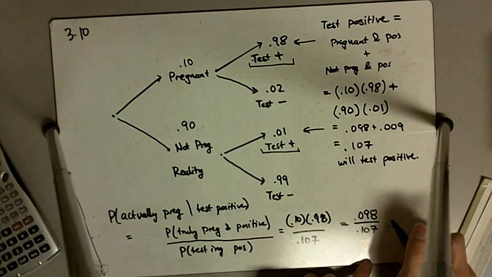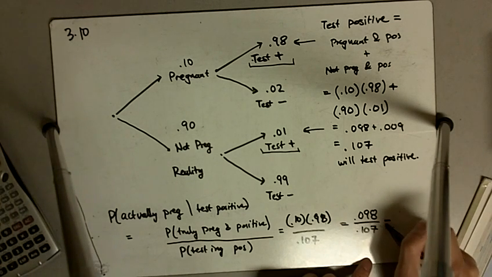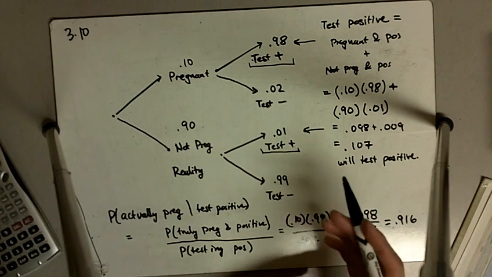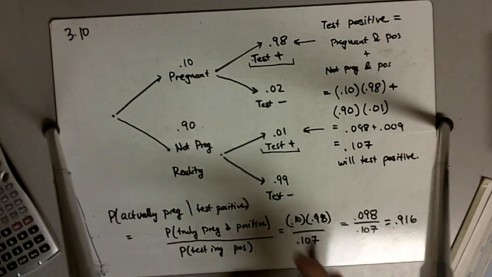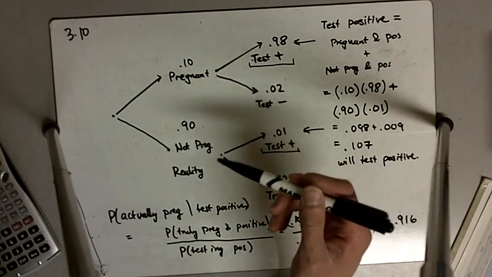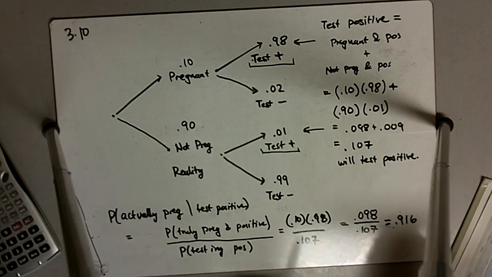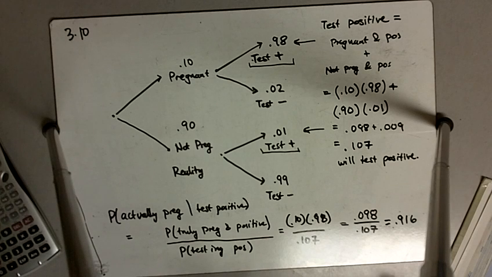And that is equal to 0.916. Okay, so this implies that if you tested positive in this group, the chance that you are actually pregnant is 0.916. That's not 100% because in the group of 1,000, only 10% are truly pregnant. So if you test positive, you might be part of the 10% who are truly pregnant, or you might be part of the group that tested positive even though you weren't actually pregnant.